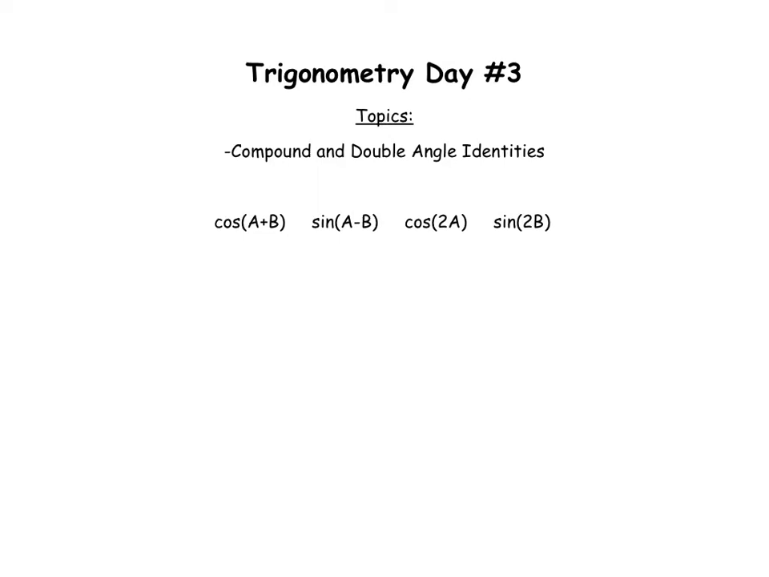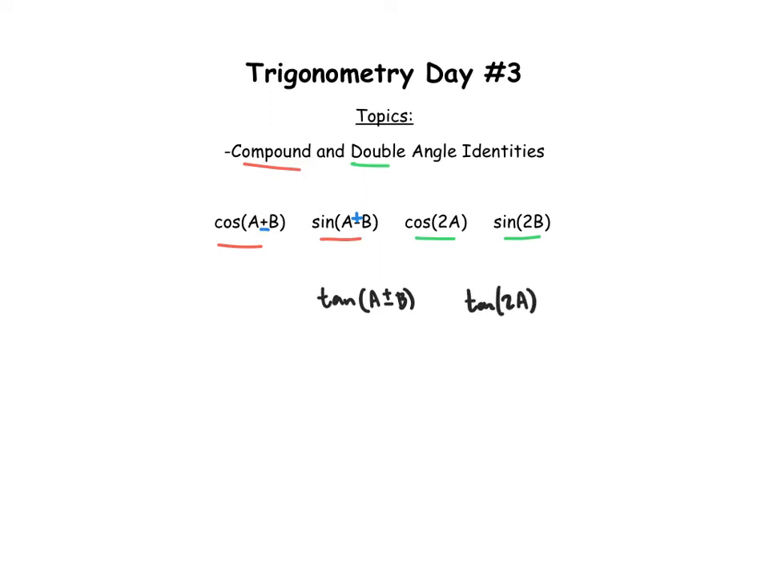Good morning, everybody. Today is Trig day number 3, compound and double angle identities. Compound identities will be these, or the likes of cosine of A minus B or sine of A plus B. And then your double angles, obviously here, and we will also talk actually about compound for tangent, as well as double angle for tangent as well.